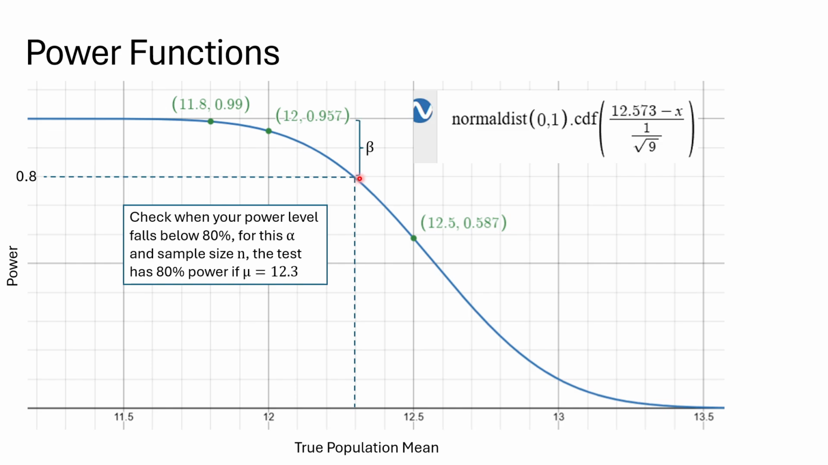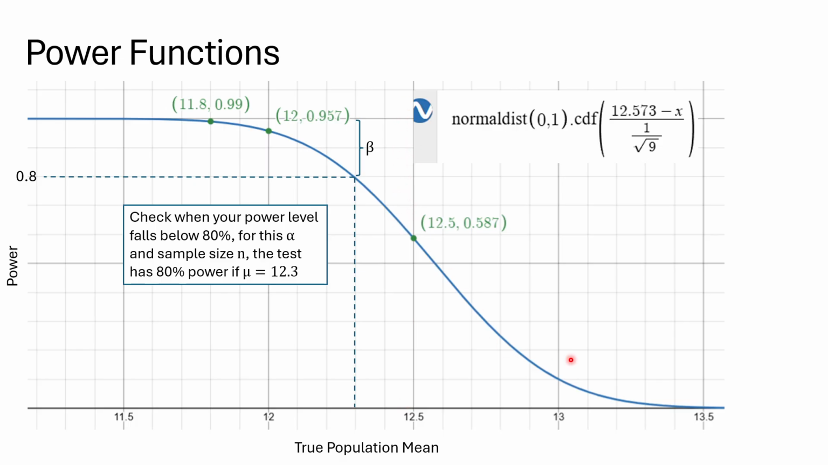Also, because you're able to compute the power, you're also able to compute beta immediately, because beta is 1 minus the power level. So here, for example, if mu is 12.3, beta is 1 minus 80%, the power level, so beta would be 20%, or 0.2 for mu of 12.3. Here it looks like beta would be 1 minus 0.587. That will give us a little bit more than 0.4.